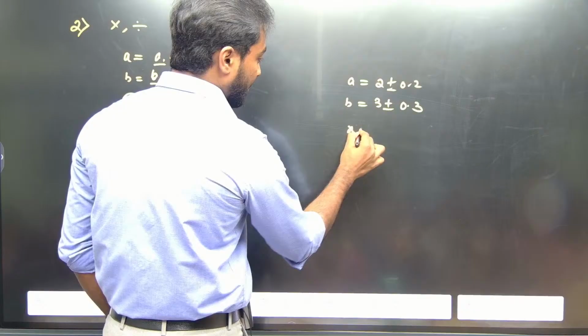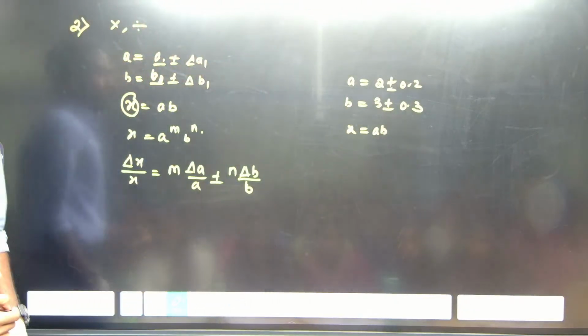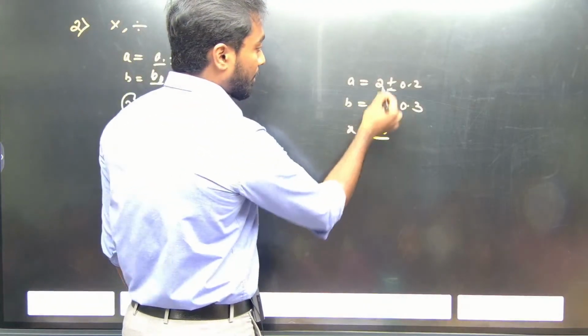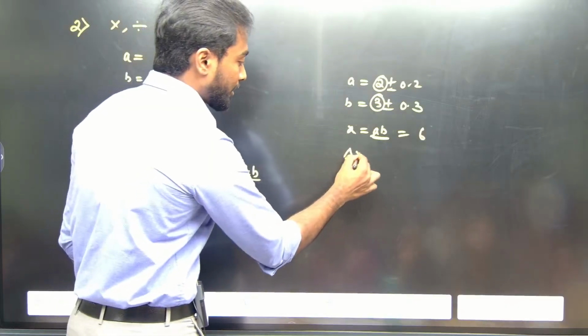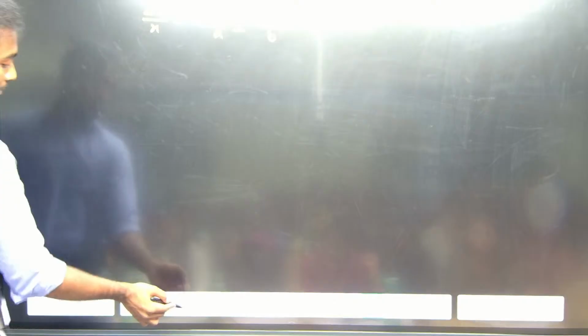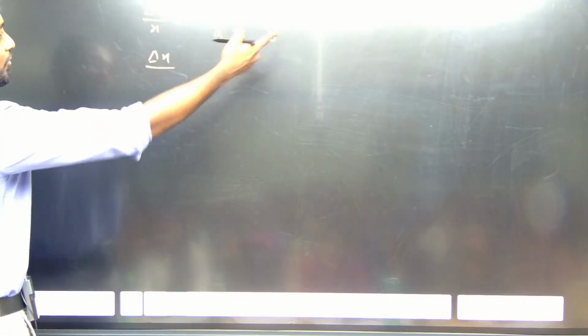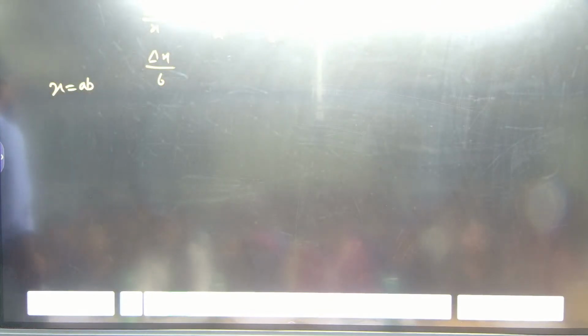They are asking x is equal to ab. Now AB is nothing but this value times this value, which I can get, that is 6, but I don't know the delta x value. So to find that we will use this formula. So delta x, what is x value? 6 we got. X is its direct value, a into b, that is the given question, right.